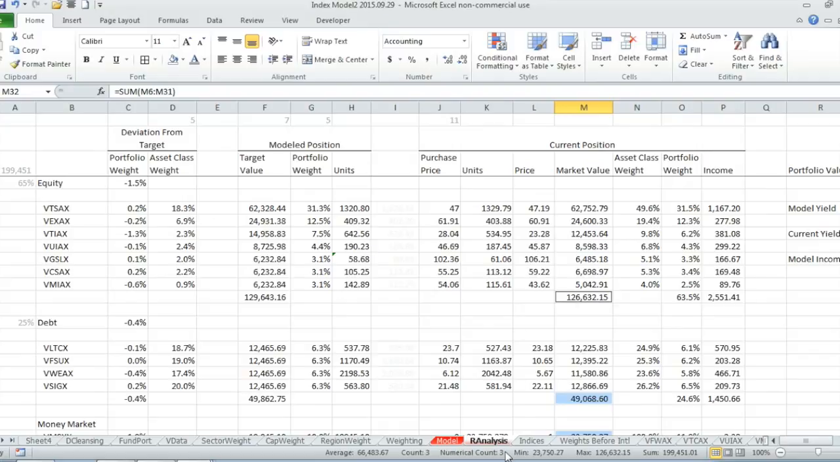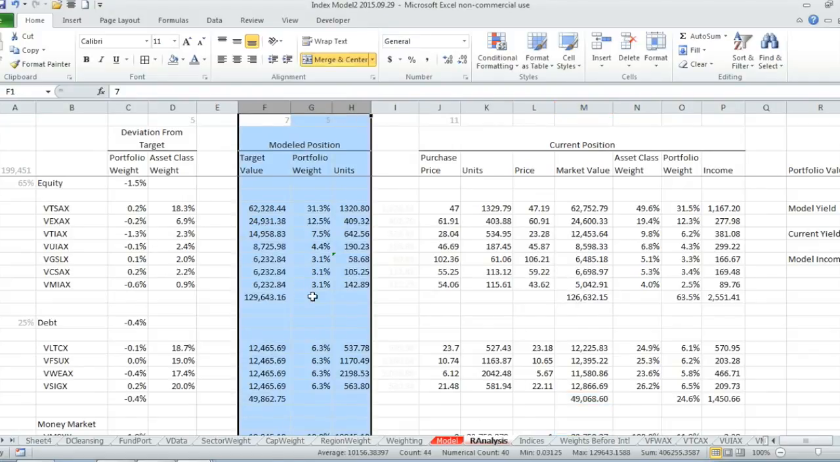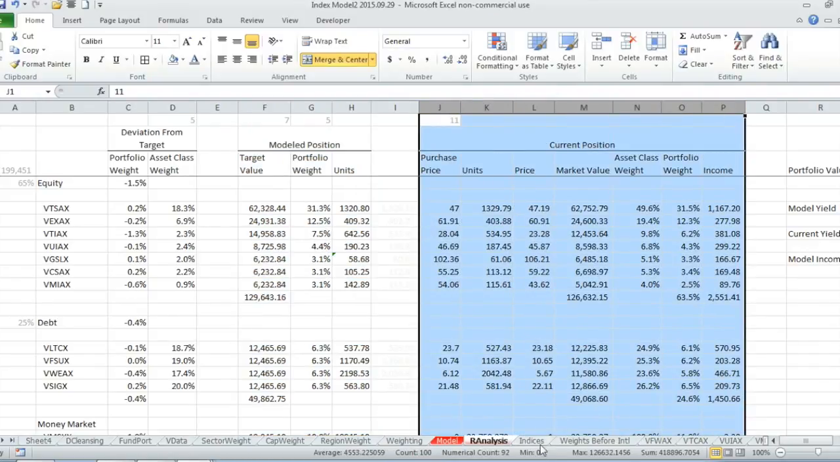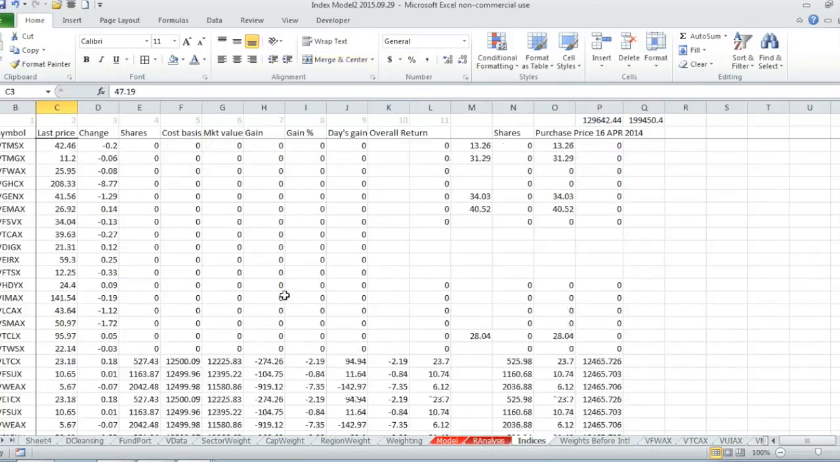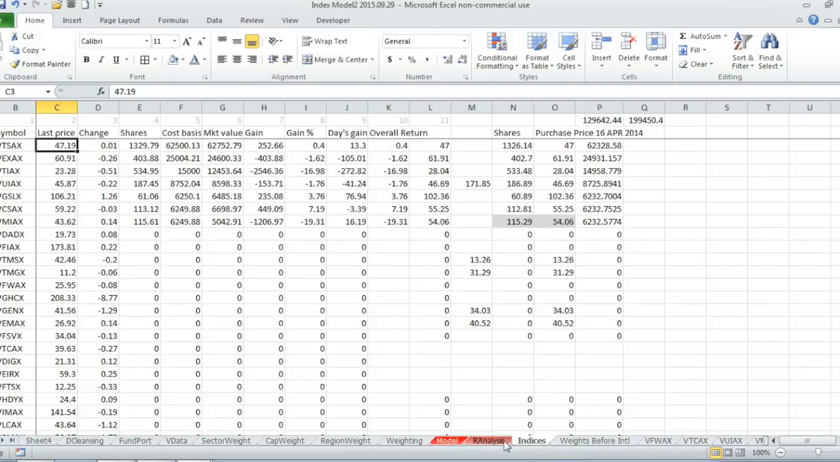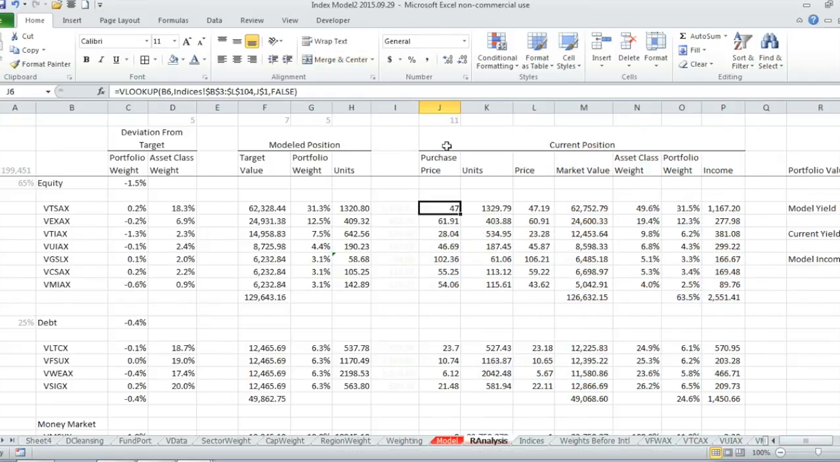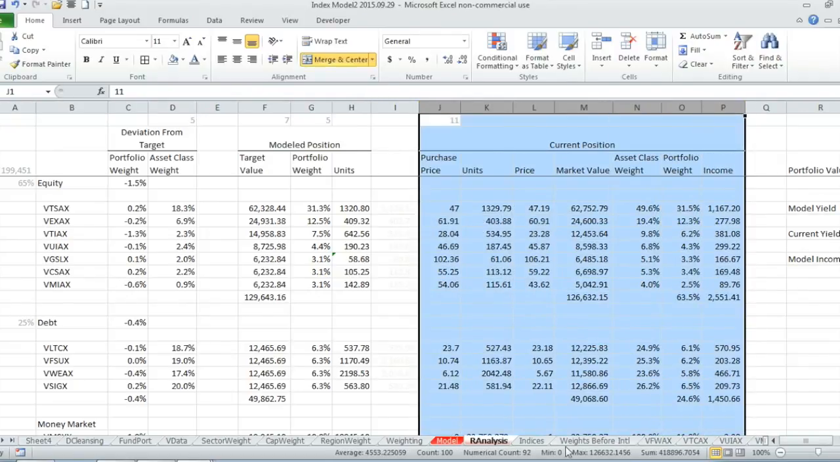I will take a look at this page, the R analysis tab. This will show what the model position is based on what the current market value is of the fund. I'll have the current position, which will be downloaded here from Google Finance. It's easy to keep Google Finance portfolios going and enter transactions and whatnot. So this data is brought in through the indices sheet.